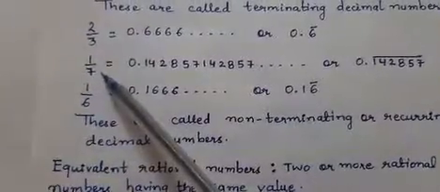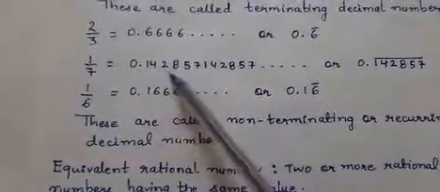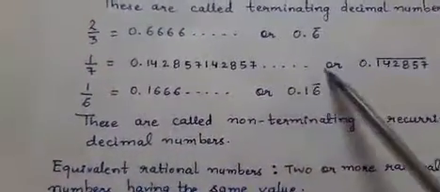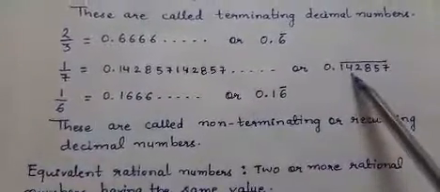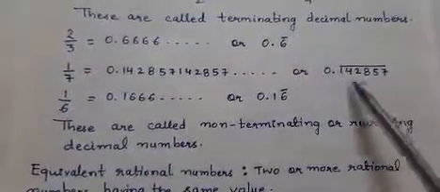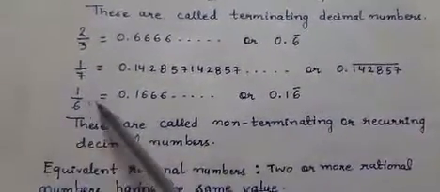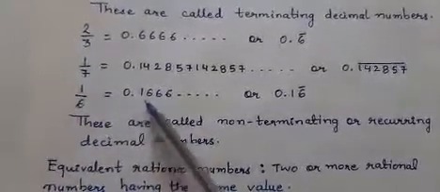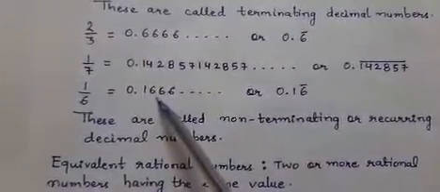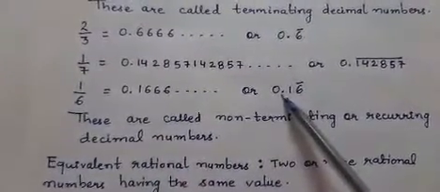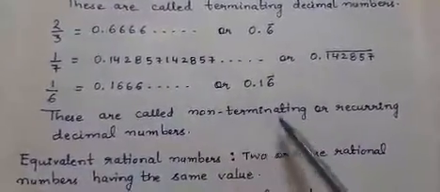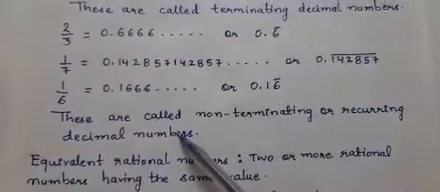In the next example, 1 upon 7 becomes 0.142857, and we put a bar on top because this whole part is being repeated. Next is 1 upon 6. This becomes 0.1666. Look here that 1 is not repeated, 6 is being repeated. So this can be written as 0.16 with a bar on top of the 6. These are called non-terminating or recurring decimal numbers or rational numbers.